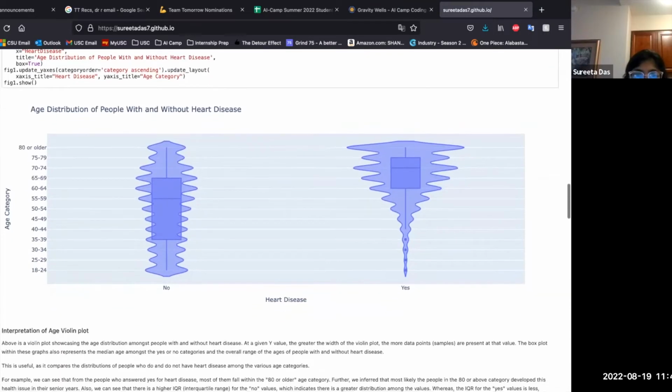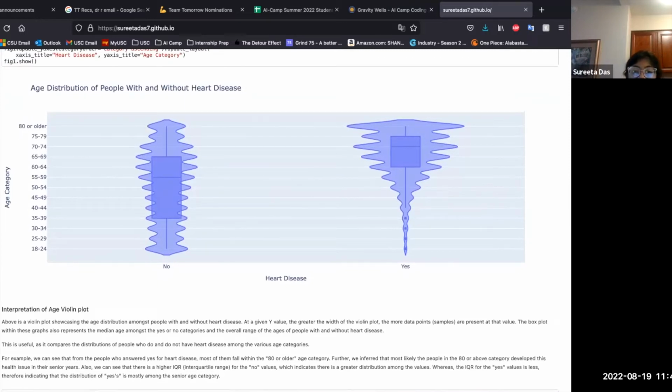We also chose to use violin plots, and we decided to compare people with and without heart disease and in which age categories they are most evident in. How this works is that the wider the plot on the x-axis, the more the occurrences of that variable on the y-axis. You can see in the chart, most of the yeses occur near the 80 or above category. Then we chose to compare the IQRs, and you can see that the no's have a greater distribution as opposed to the yeses, which happens mostly in the senior categories.